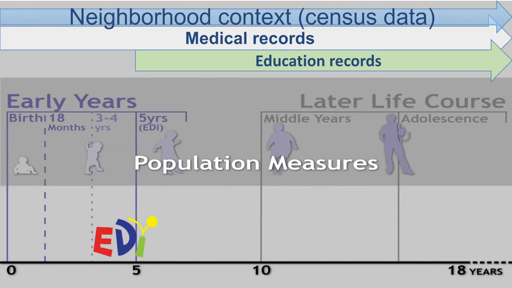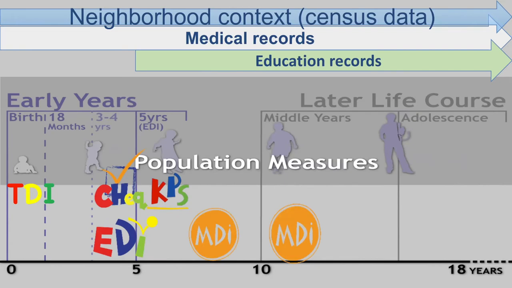Next, please. So this is where Martin will expand in terms of the availability of various measurements. The EDI is actually a little bit of an anomaly, because it is the only one that the teacher completes about the child. The ones for the younger ages would be parent-completed instruments, and the MDI is the instrument that's completed by the child themselves.